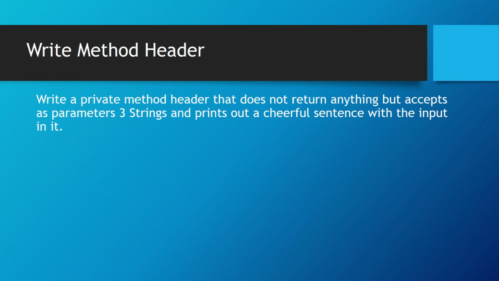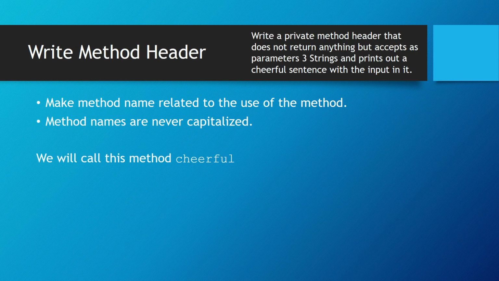In this example, we are asked to write a private method header that does not return anything but accepts as parameters 3 strings and prints out a cheerful sentence with the input in it. We want to make the method name related to the use of the method, and also remember that method names are never capitalized. So we will call this method cheerful.